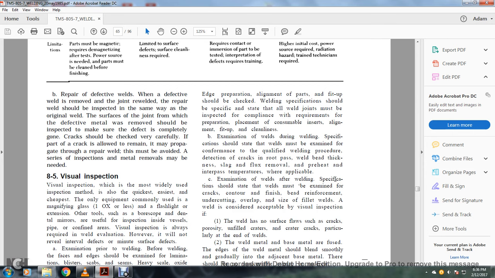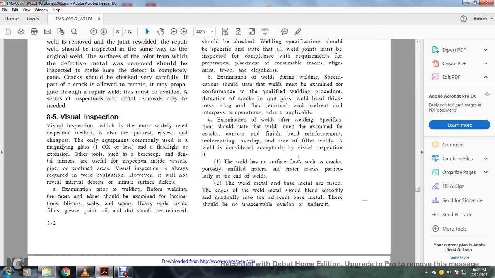Examination of the welds after welding. The specification should state that the weld must be examined for cracks, contour, finish of the bead reinforcement, undercutting, overlap, and size of the fillets. A weld is considered acceptable for visual inspection if, one, the weld has no surface flaws such as cracks, porosity, unfilled craters, or crater cracks, particularly at the end of the welds.